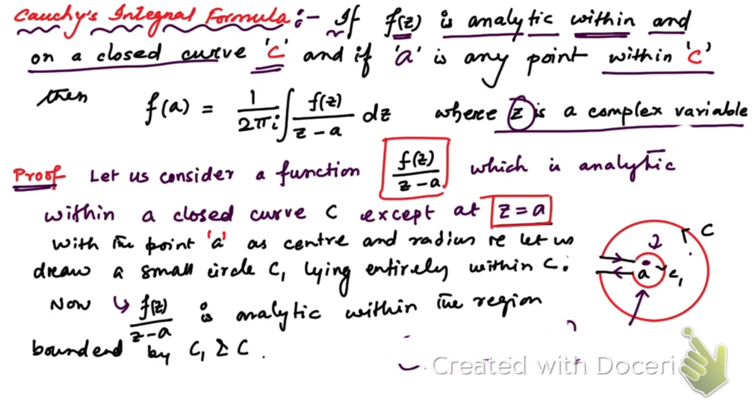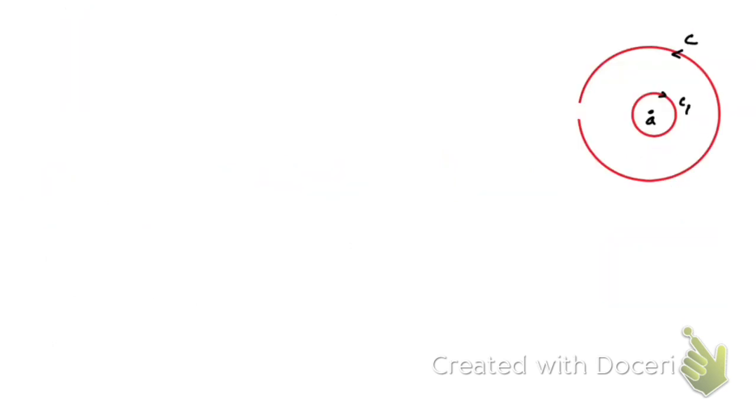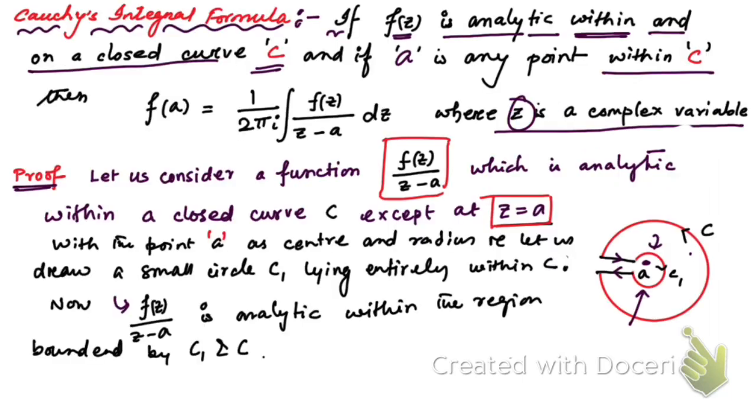Now let me go to the next slide. Okay, so here you can see this is the two curves that we have taken. These are the two circles we have considered. Let me go to the previous slide. So here you can see that this function f of z by z minus a is analytic within the region bounded by these two circles, within this region.